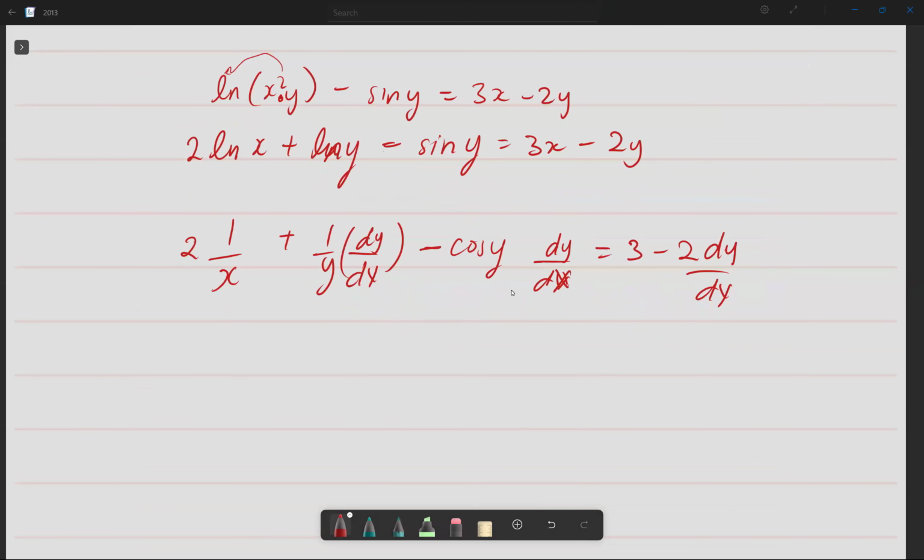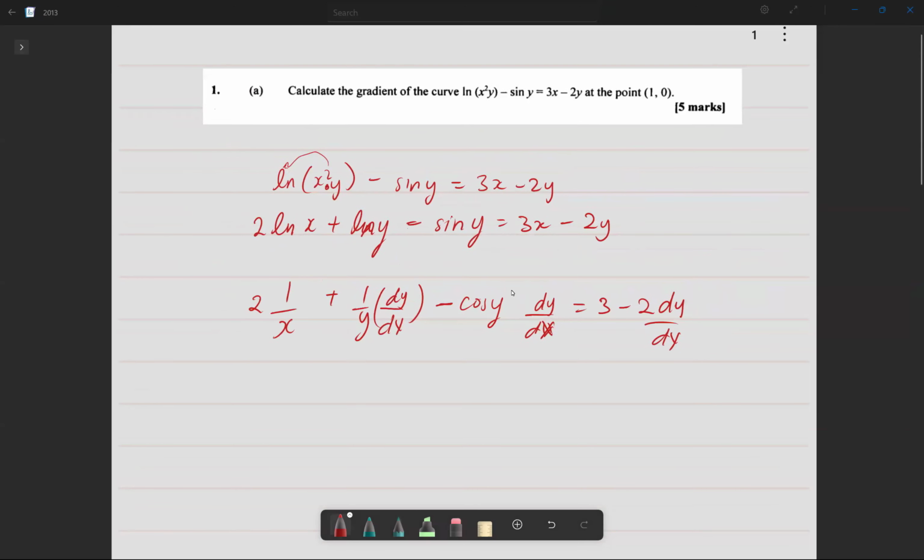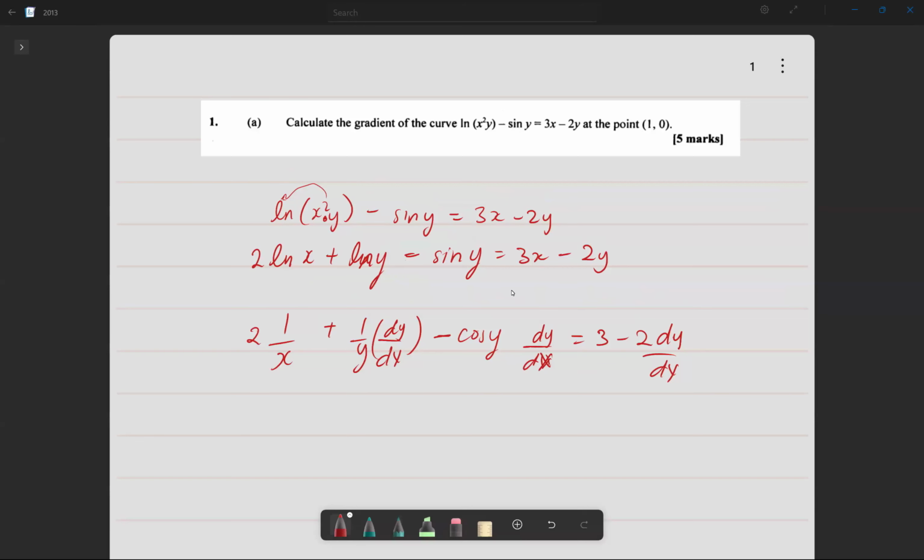So then the next step is that we want dy/dx, and dy/dx is almost like a variable. So we're going to bring all of the like terms to one side. So we have 1 over y dy/dx minus cosine of y dy/dx. Bring this section over, that's plus 2 dy/dx equals 3. Bring this section over, it is minus 2 over x.